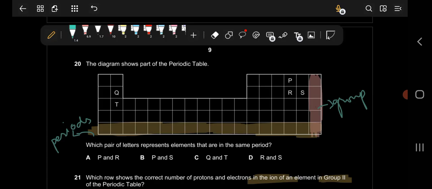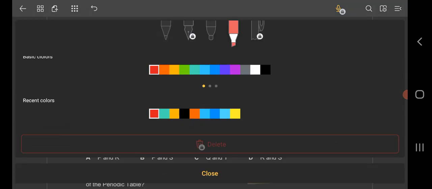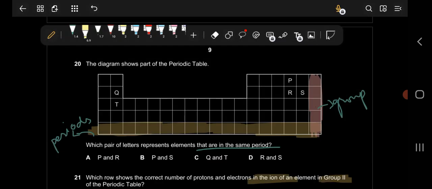Now they say which pair of letters represent elements that are in the same period. We know that R and S are in the same period, and R, S and Q, all three are in the same period. Look, this is Q, this is R and S. So this is the same period.